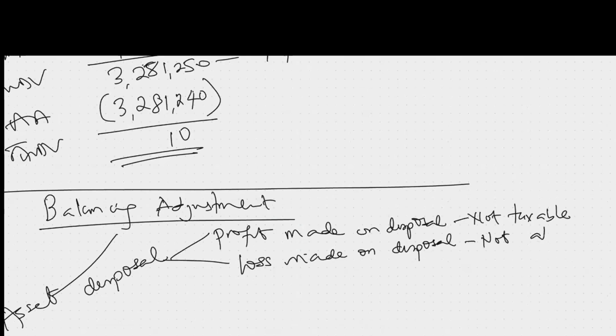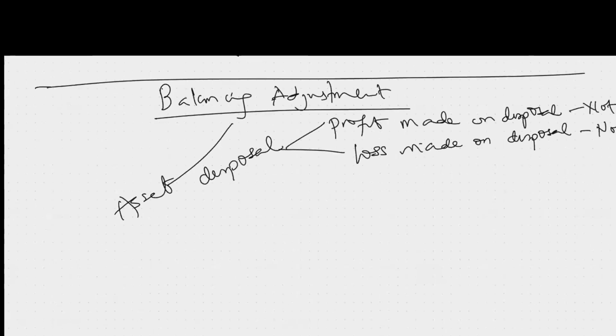Okay? Now, what is the compensation for this in tax? If you dispose an asset and profit is made on that, the profit is not taxable. However, the balancing adjustment would work that out for you. So, there are two types of balancing adjustment that we have.